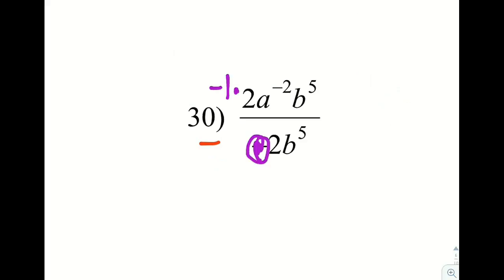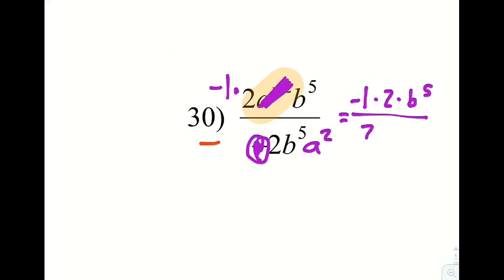Now it's a little bit clearer to me. I don't like negatives in that denominator. Other things that I notice is I have an a to the -2nd here, and that is a negative exponent. I want to do something about that. I'm going to write it as a to the +2nd down below, and then get rid of it up here. So whenever I take a negative exponent and move it to the other part of the fraction, the exponent becomes positive, and then I have to get rid of the original. So cleaning this up a little bit, I have -1 times 2 times b to the 5th over 2 times b to the 5th times a to the 2nd.